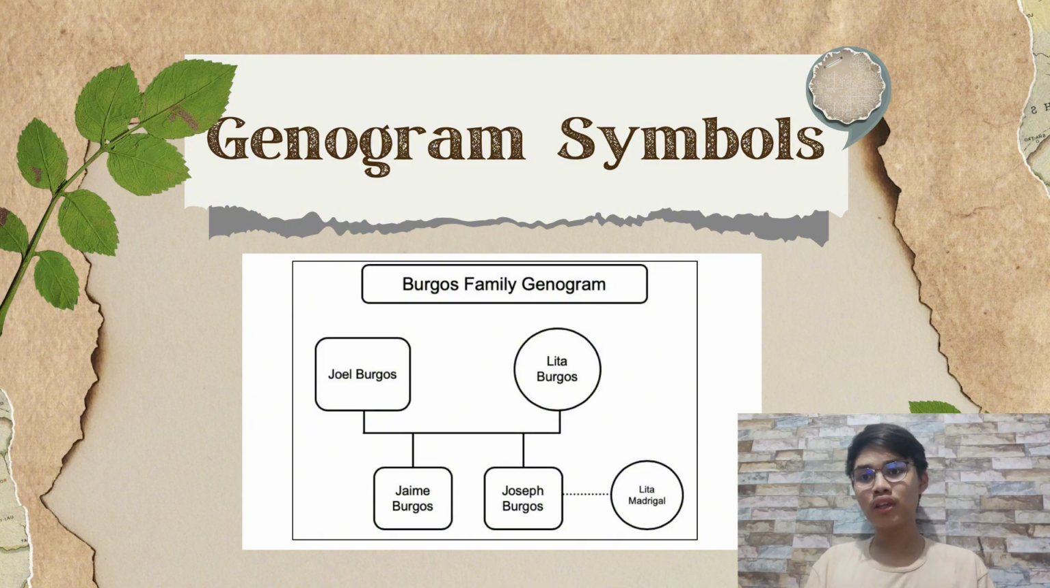What do you think is the relationship of Jaime and Joseph Burgos with Joel and Lita Burgos? Okay, so they are the sons of Joel Burgos and Lita Burgos. Now notice Joseph Burgos. There is a broken line with a person, namely Lila Madrigal. What do you think is the relationship between Joseph Burgos and Lila Madrigal? Okay, so they have a distant relationship. They are separated from one another.